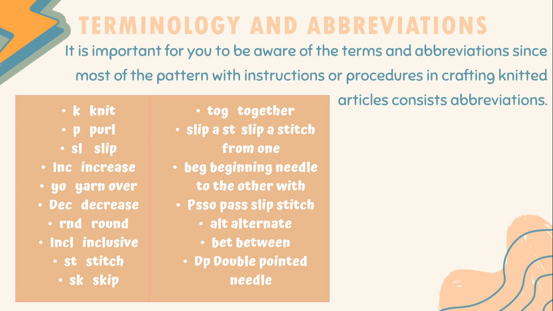First is K for knit, P for purl, SL for slip, INC for increase, YO for yarn over, DEC for decrease, RND for round, INCL for inclusive, ST for stitch, SK for skip, TOG for together, slip a ST for slip a stitch from one needle to the other without knitting, BEG for beginning, PSSO for pass slip stitch over, ALT for alternate, BET for between, and DP for double pointed needle.